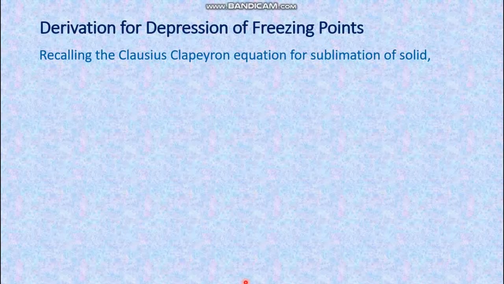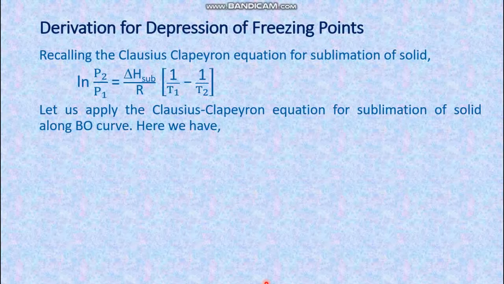So let's recall the Clausius-Clapeyron equation first. The original equation is natural log of P2 by P1, that is the final pressure by initial pressure, equals the molar heat of sublimation, that is delta H sub, divided by R into 1 by initial temperature minus 1 by final temperature. Let's apply the Clausius-Clapeyron equation, that means this equation, for sublimation of solid along the BO curve.